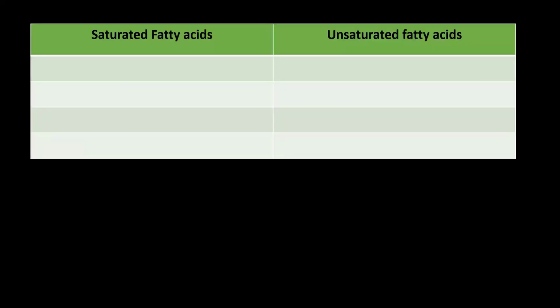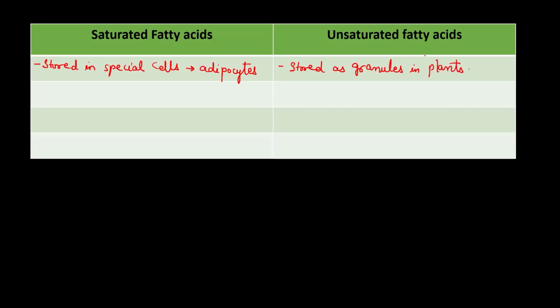Apart from this, there are certain other differences between unsaturated and saturated fatty acid. The next is the saturated fatty acids. These are stored in the animals, in special cells. Okay, these are stored in special cells, and these cells are called adipocytes. While the unsaturated fatty acids, these are stored as granules in plants.